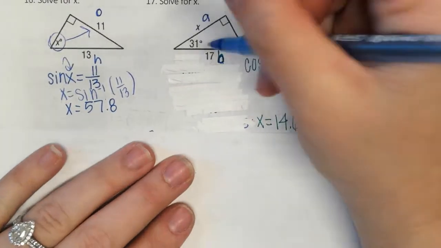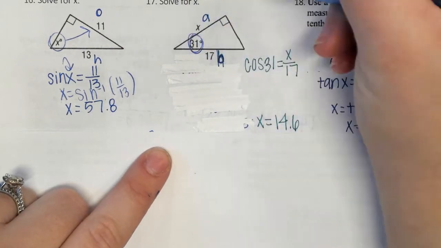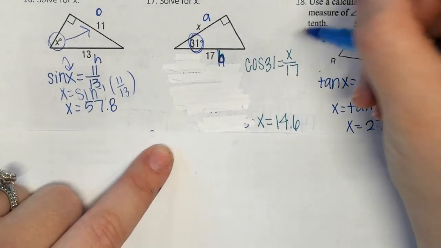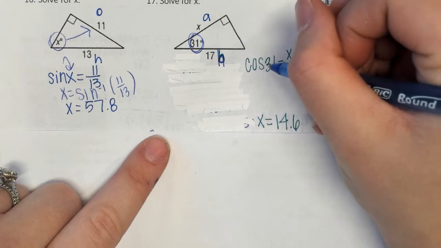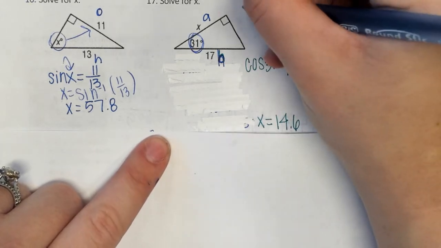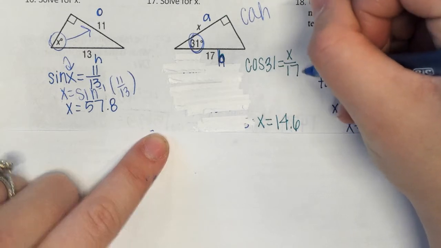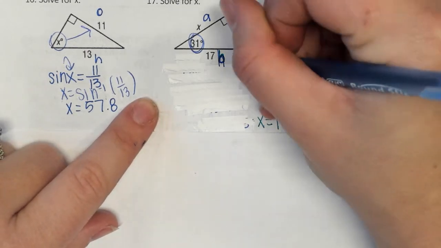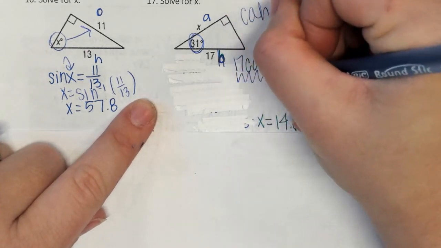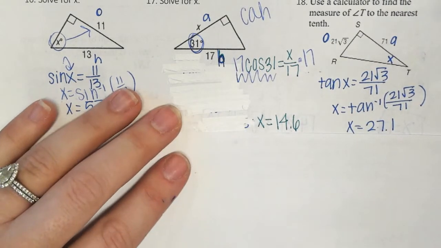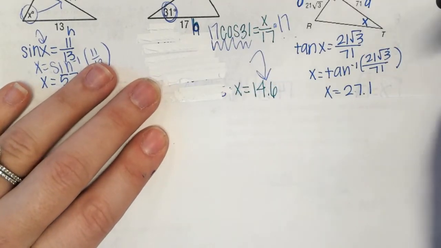17, for 31, you're given your hypotenuse and your adjacent, which is cosine. So you have cosine of 31 equals, so TOA, which is x divided by 17. So multiply both sides by 17 and plug this in your calculator, and it should give you 14.6.